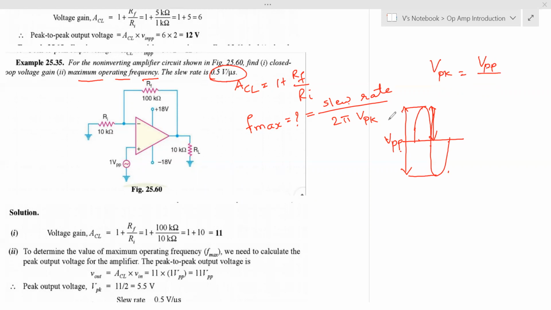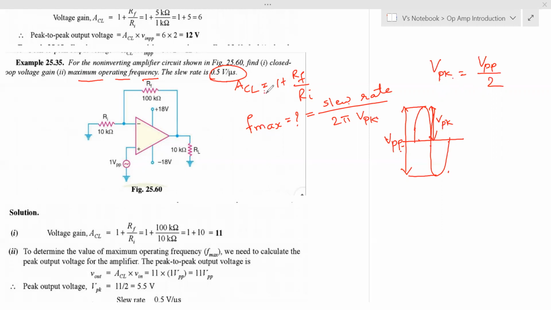किसका हाफ है ये? V peak to peak का हाफ, right? V peak equal to half of V peak to peak voltage, right? So once you calculate this peak to peak output voltage divided by 2, you will get V peak. Substitute that value here. Okay.